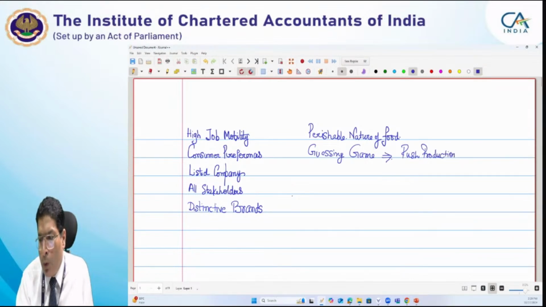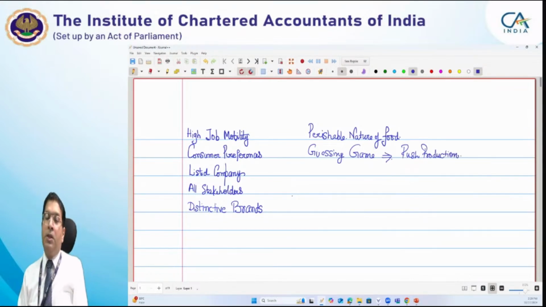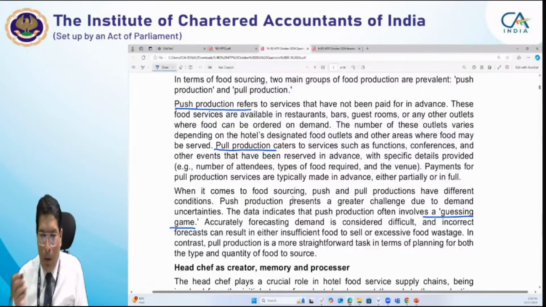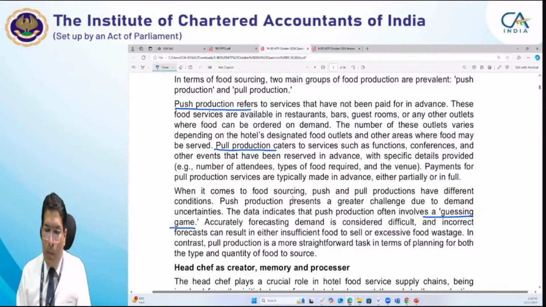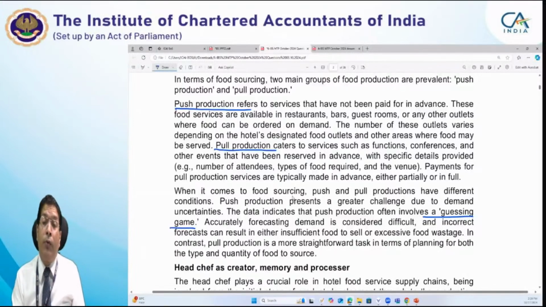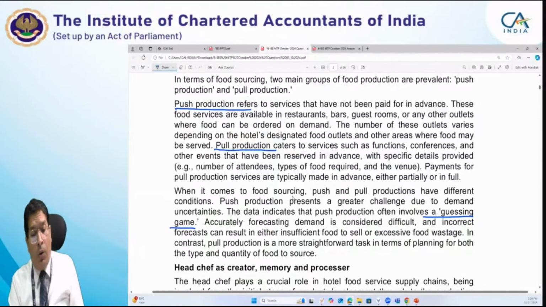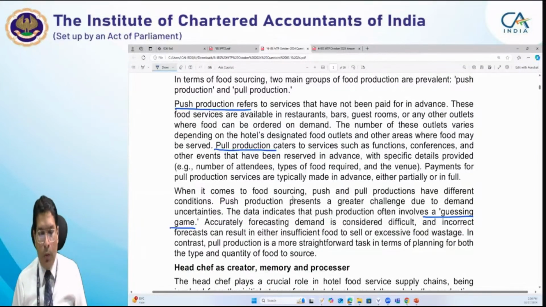In push production, demand estimation is a guessing game. Okay. Accurately forecasting demand is considered difficult, and incorrect forecast can result in either insufficient food to sell or excessive food wastage. In contrast, pull production is a more straightforward task in terms of planning for both the type and quantity of food to source.